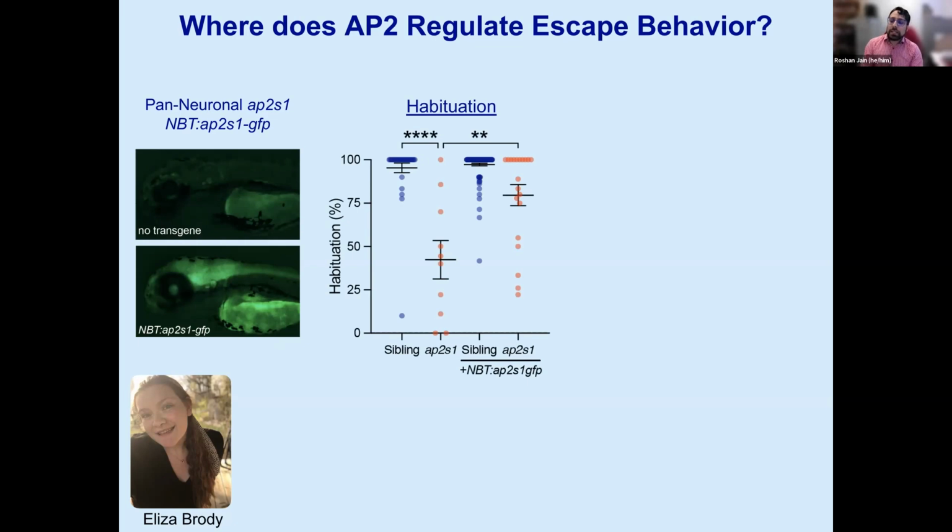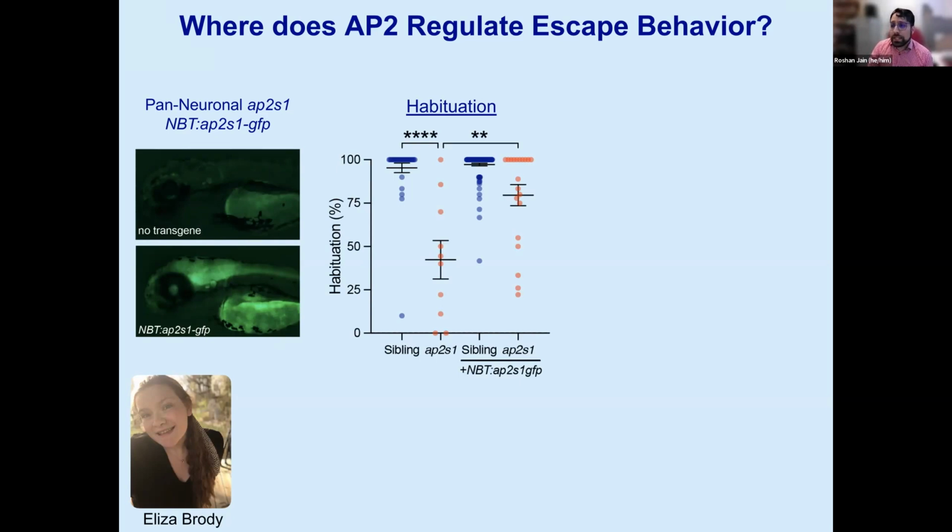And so when she looked at the ability to habituate, sort of excitingly, she found that expressing this gene in the nervous system was sufficient to enhance the habituation pretty close to wild type levels. And so we see a significant improvement in their learning here.